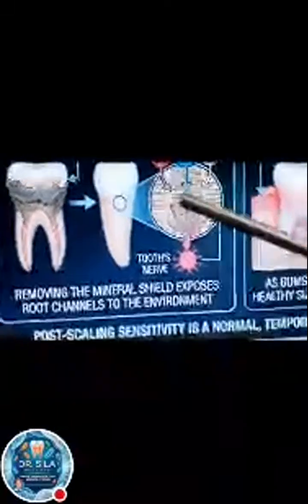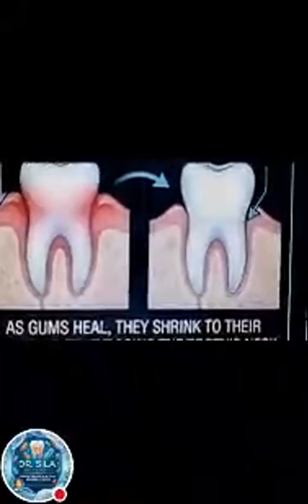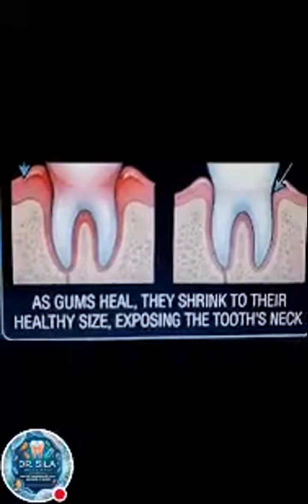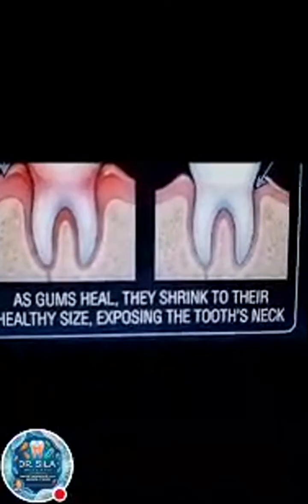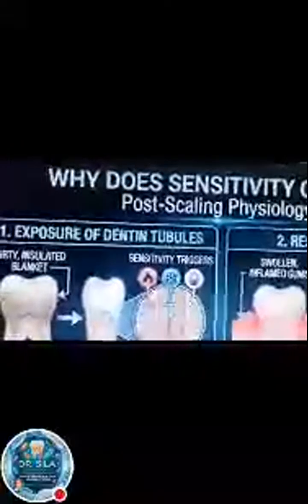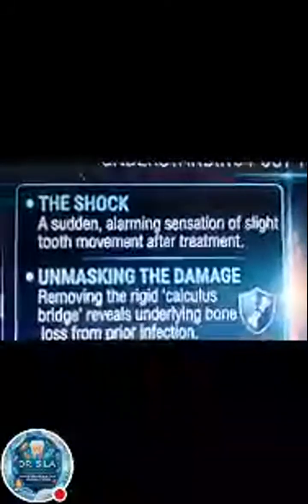This all is exposed, leading to sensitivity. Resolving gums, swollen gums, and then the healthy gums. As gums heal, they shrink to their healthy size, exposing the tooth neck. So post-scaling sensitivity is normal. It's a temporary sign of healing.